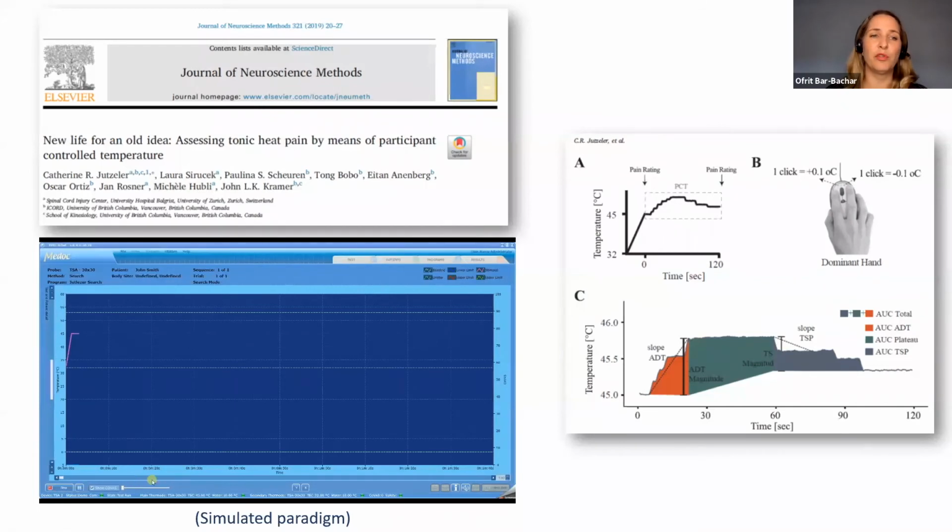The temperature goes up to 45 degrees. And now we say to the patient, okay, I want you to keep the same intensity. And the patient can press no, no, no, and the temperature will go down. And they can press yes, yes, yes, and the temperature will go up. On the right-hand side on the graph, you can see that the patient actually had the temperature rise, which attests to adaptation. At the end of the stimulus, the patient had the temperature drop, which attests to temporal summation. And I find this a very interesting way to look at temporal summation.